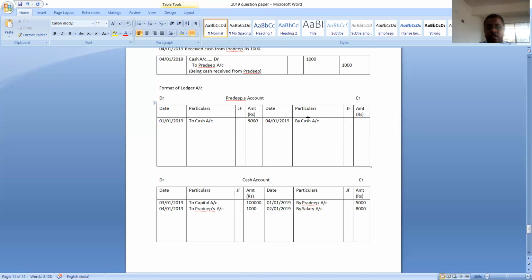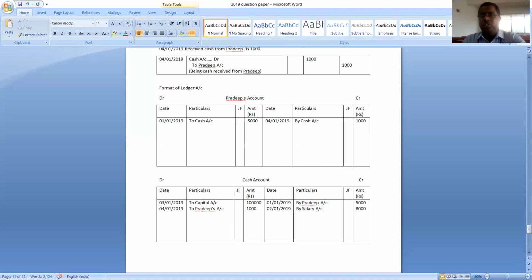Now on the credit side, Pradeep's account is credited. So move towards the credit side of Pradeep's account. In the particulars column, write 'By cash account'. In the amount column, how much? It is rupees 1000.